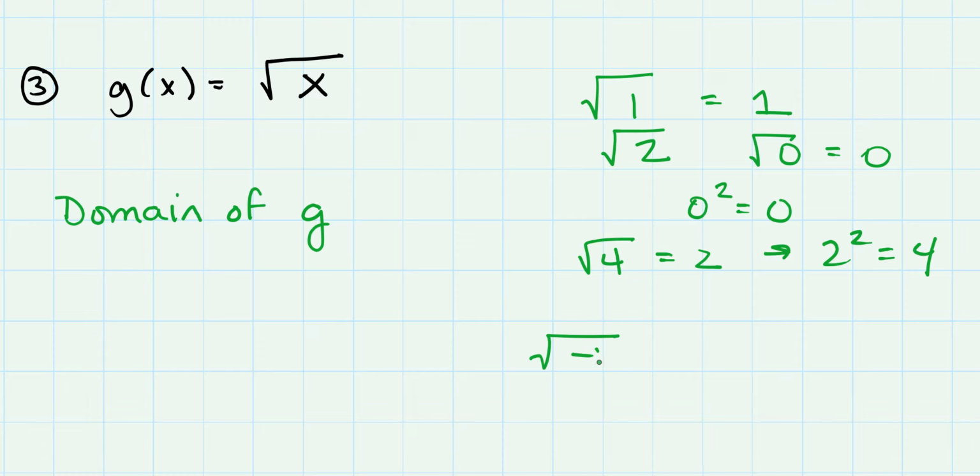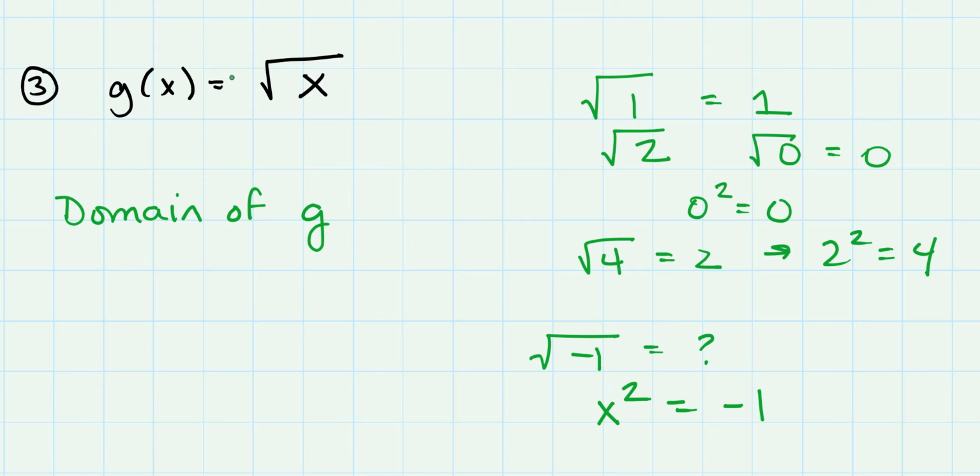Like the square root of negative 1. You could put that in your calculator and you're going to get an error. Why are you going to get an error? Because you're looking for a number x that when you square it, you get a negative 1. There's no way to square a number and not get a positive number, or 0. So x cannot be negative.